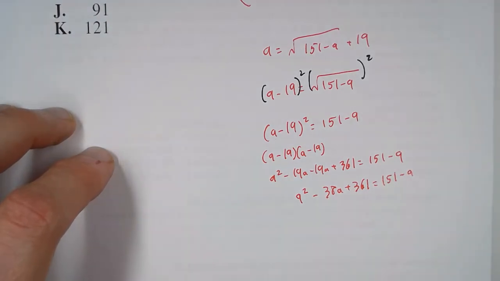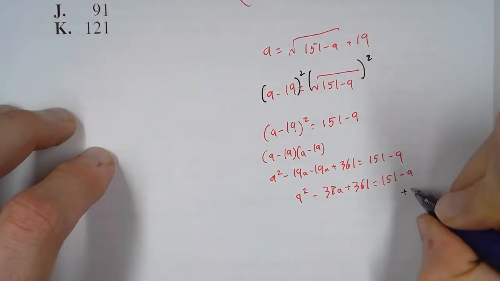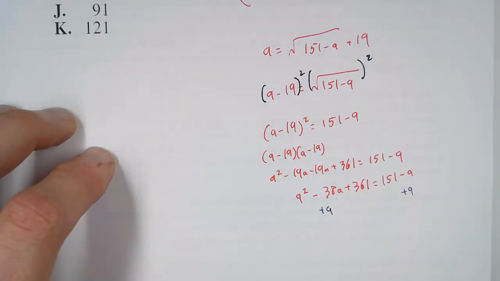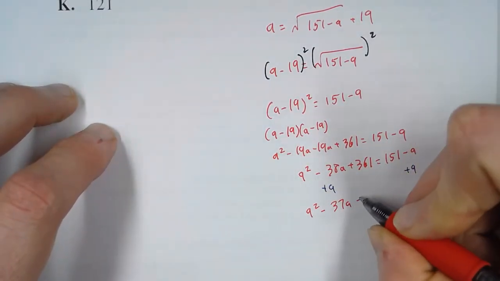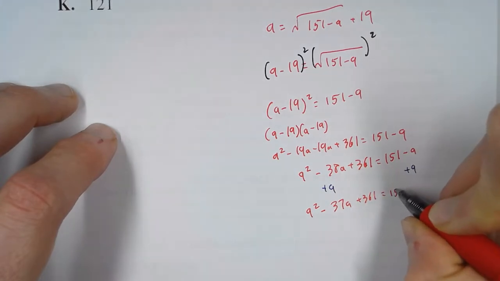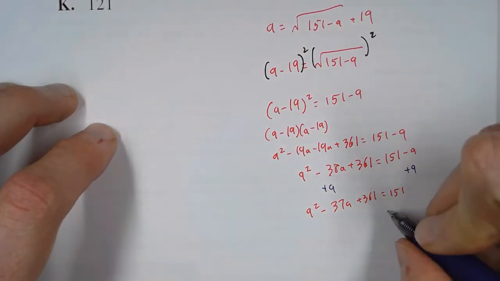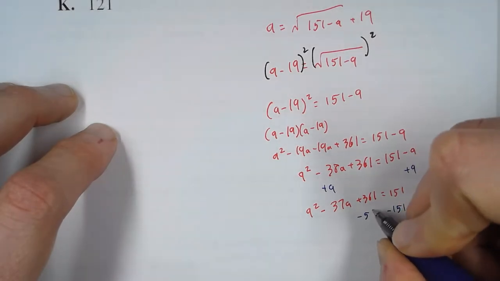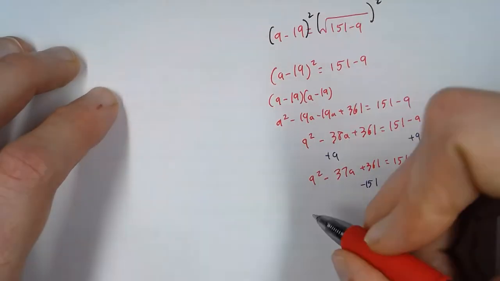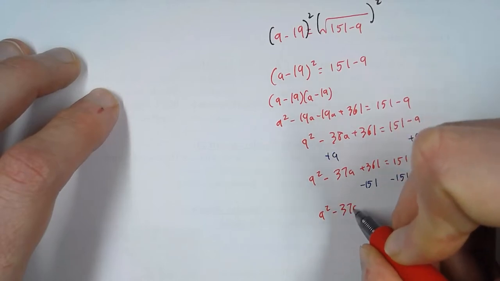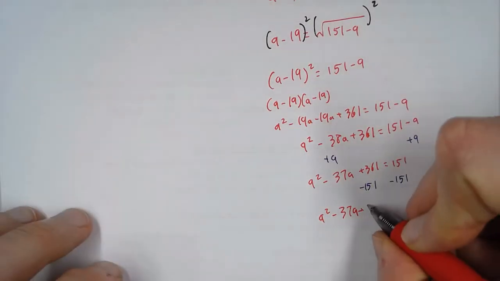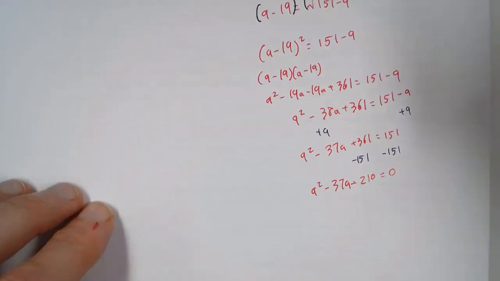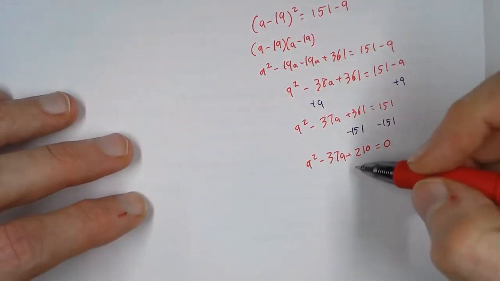Now like all quadratics, we want to get them equal to 0. So first I'll add a to both sides. So we have a squared minus 37a plus 361 equals 151. Then we'll subtract 151 from both sides. So we have a squared minus 37a plus, let's get this number right, 361 minus 151 is 210. All right. So that's a plus.